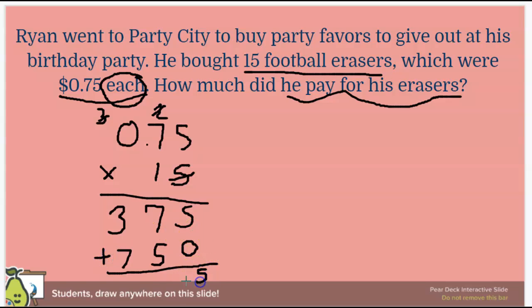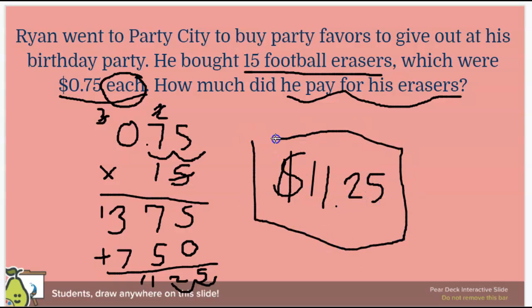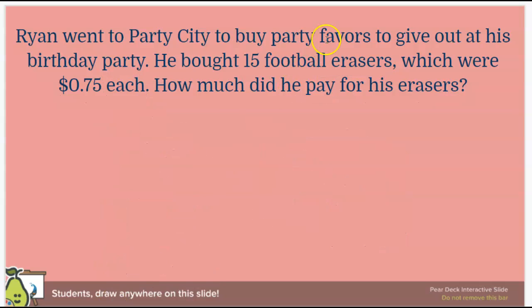And then we just add. So this would be 5, 12, carry my 1, 10, and 11. And then we go, okay, how many decimal places is it? 1, 2. 1, 2. So it cost $11.25. Then you ask yourself, does that seem reasonable? 75 cents each, so that's not even a whole dollar. So if there's 15 of them, it should be less than $15, and that's true. So our answer is reasonable.